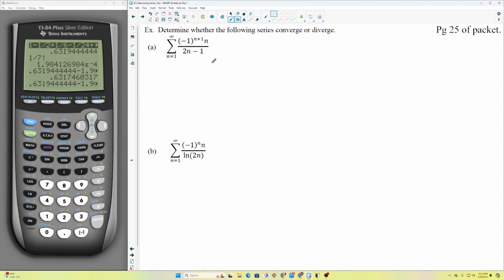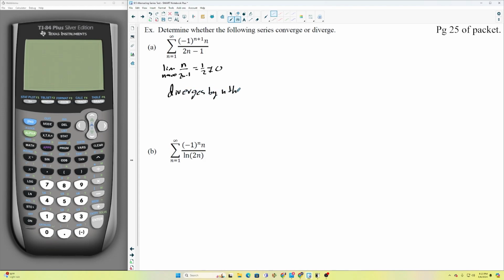Determine whether the following series converges or diverges. So step 1 is we do the nth term test. We have the limit as n approaches infinity of n over 2n minus 1. That's equal to 1/2. That is not 0. So we say it diverges by the nth term test.